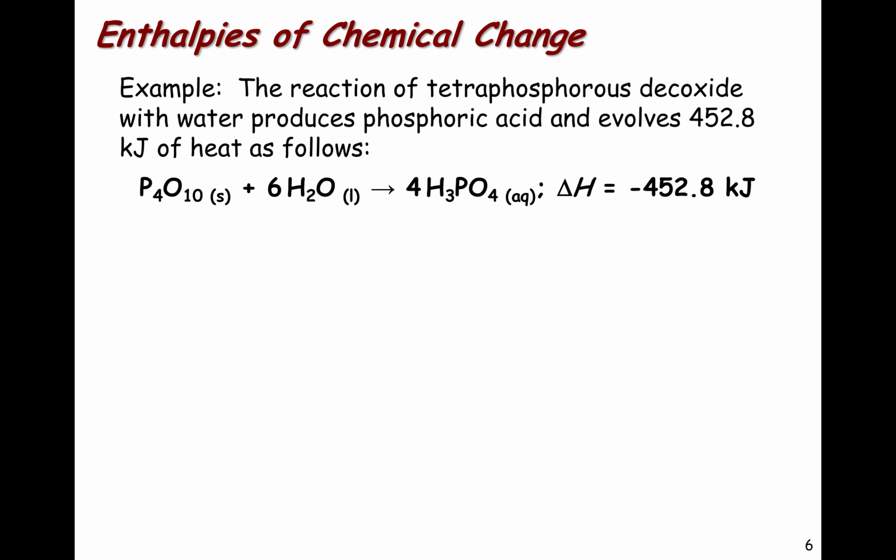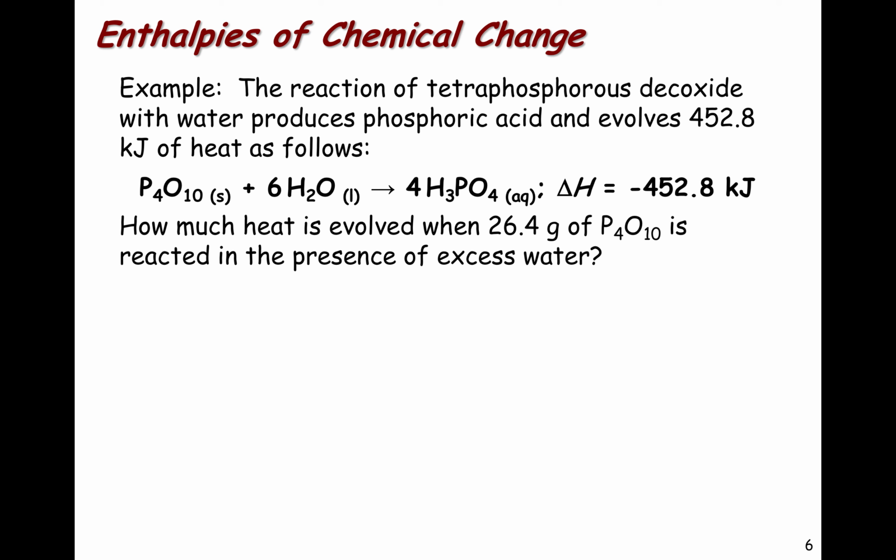As another example, the reaction of tetraphosphorus decoxide with water produces phosphoric acid and evolves, in this case gives off, 452.8 kilojoules of heat as given in the reaction below. So in this case the delta H is negative, so heat is being produced by this reaction. And so in this particular case, it asks how much heat is evolved when 26.4 grams of the P4O10 is reacted with an excess of water.